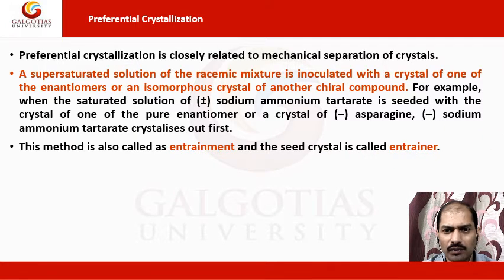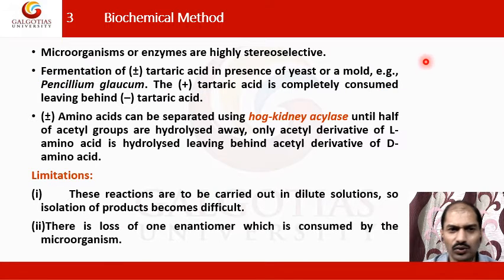So these are some of the previous and older techniques. Another technique is the biochemical method. Here, some microbes or enzymes carry out highly stereoselective reactions, so they will select a particular enantiomer over the other one. With the help of these techniques you can segregate them, which is resolution, or chiral separation, as we are talking about here.